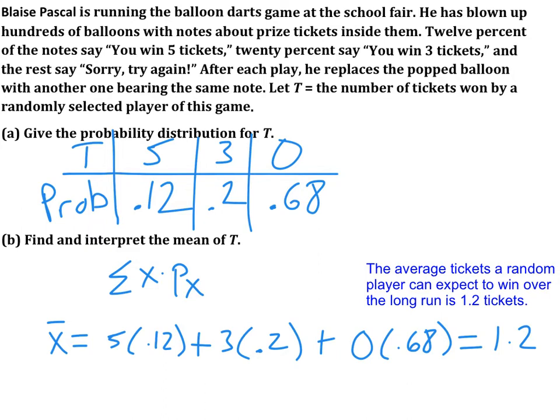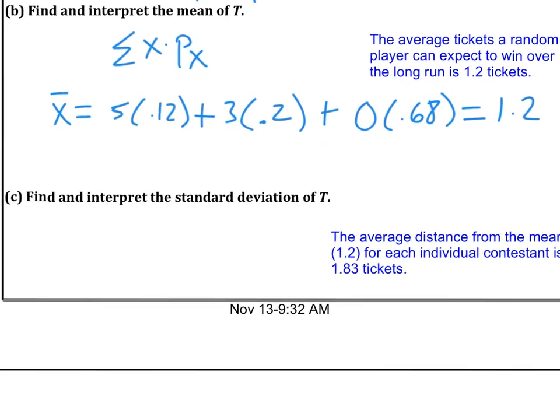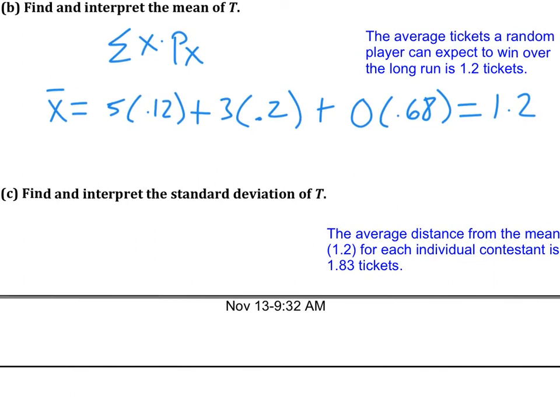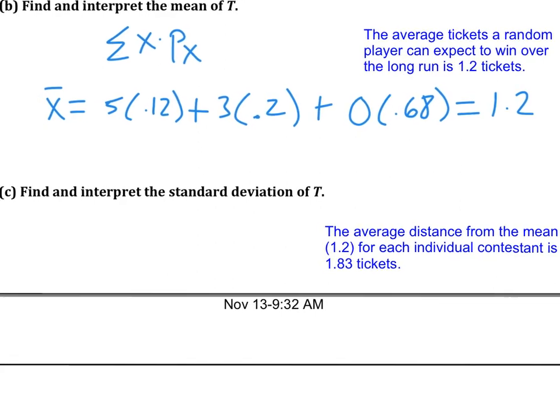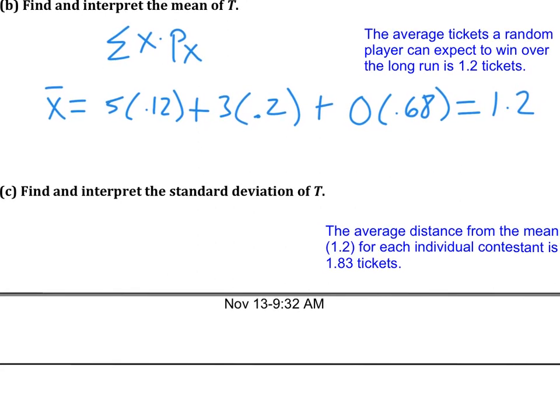Now, that number is super important because if you're running this game, you better charge. Unless you basically want to be a charity and just give out tickets, you need to charge at least 2. Because if you charge 1, you're taking a net loss, and you're going to be giving out more tickets than you're taking in. Okay?